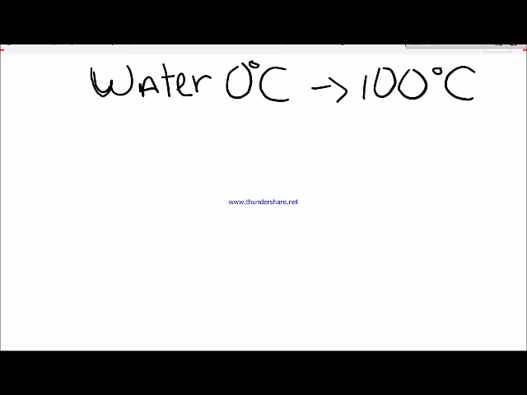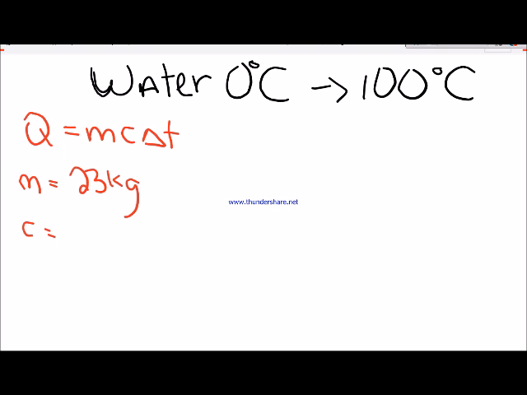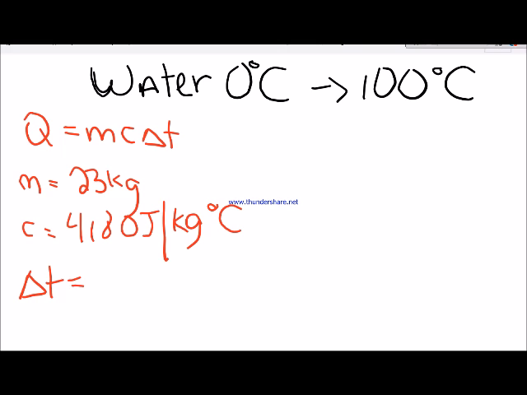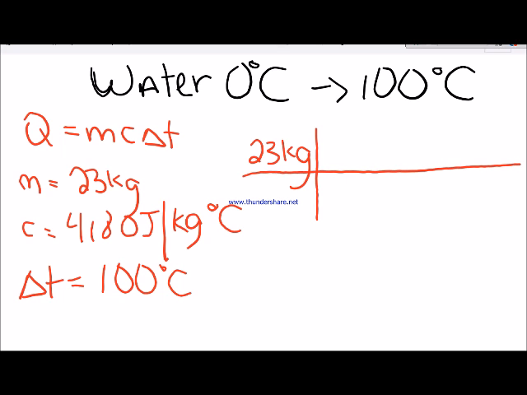Now, since we changed the ice into water, we will be changing the water into steam. But to get steam, you need 100 Celsius. So there will be another temperature change. So you use the heat formula, put in your numbers, 23 kilograms of mass, but we will be using the specific heat of water, which is 4,180 joules over kilograms Celsius, and change of temp is going to be 100.